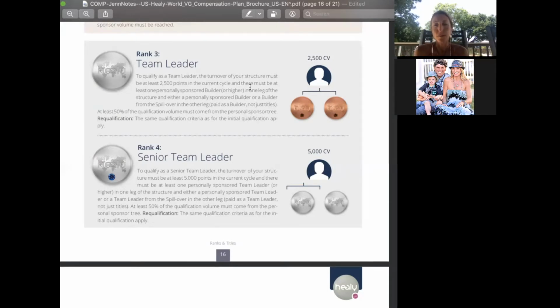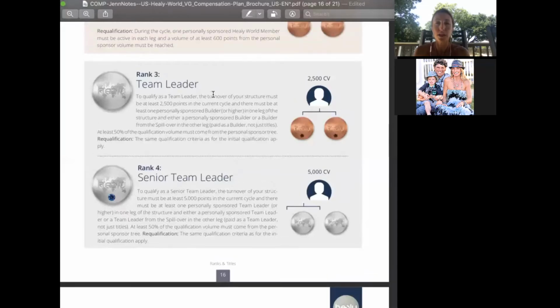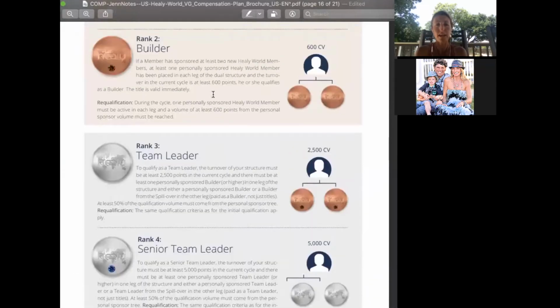Okay, so we talked about in the other video where you can go see your personal volume in your back office. And the other thing that is an important point in this document to understand is the other part of being a team leader. It says, there must be at least one personally sponsored builder or hire in one leg of the structure, and in the other leg, a personally sponsored builder or a build over from the spillover. So it's important to understand this because, again, same for every rank from here on out.